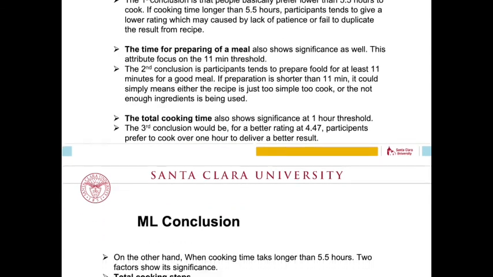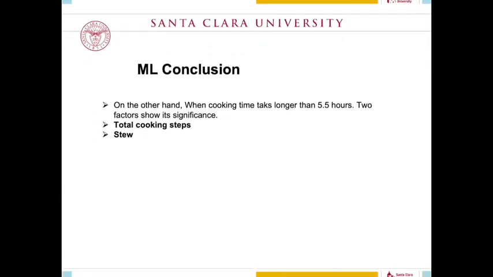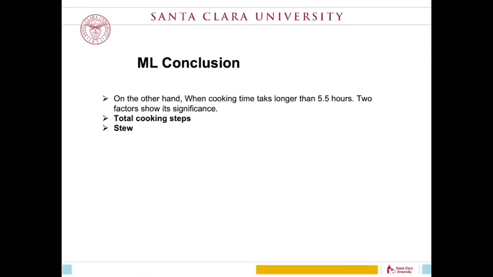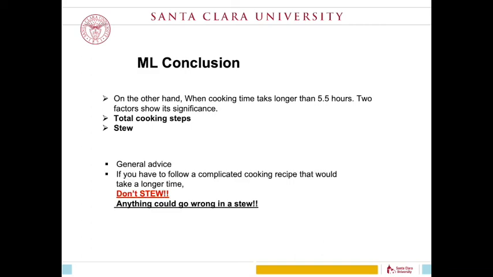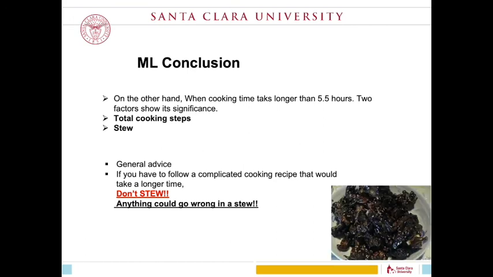And for the last conclusion, we draw that when you have more than 1 cooking step in your recipe, just try to avoid stewing. A lot of things could go wrong in a stew, and for a better result, if you really want to be a chef and follow the recipe, just try to avoid stewing.